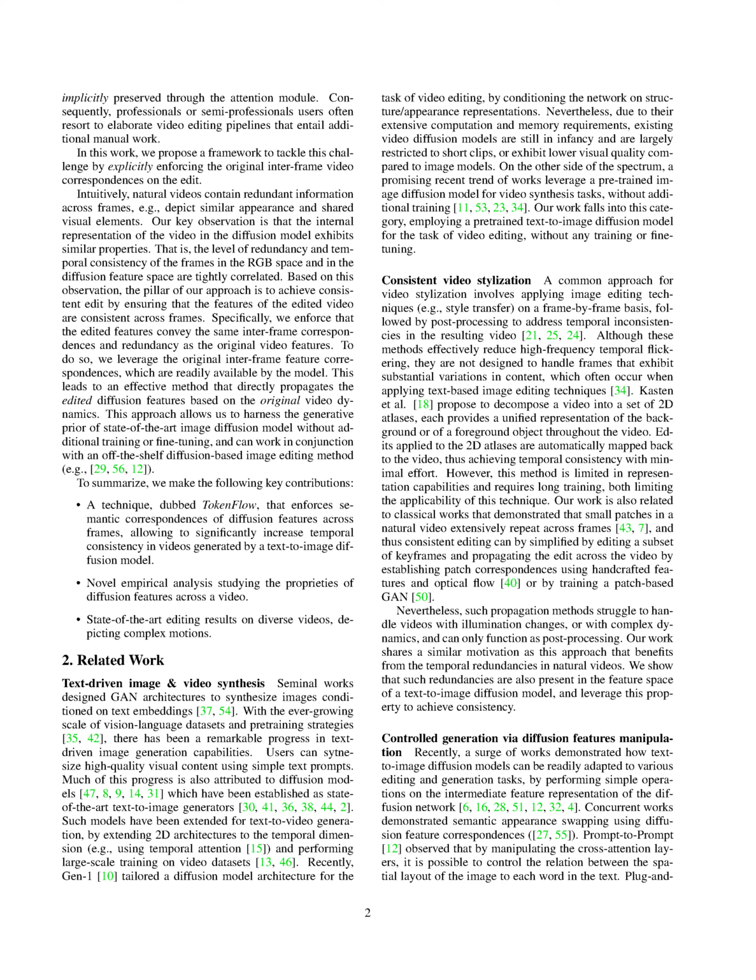Section Summary. In this paper, the authors propose a framework called TokenFlow that aims to improve the temporal consistency in videos generated by a text-to-image diffusion model. They achieve this by enforcing semantic correspondences of diffusion features across frames, ensuring that the edited video maintains the same interframe correspondences and redundancy as the original video. This approach allows for high-quality video editing without the need for additional training or fine-tuning. The authors also provide empirical analysis on the properties of diffusion features in videos and demonstrate state-of-the-art editing results on videos with complex motions.